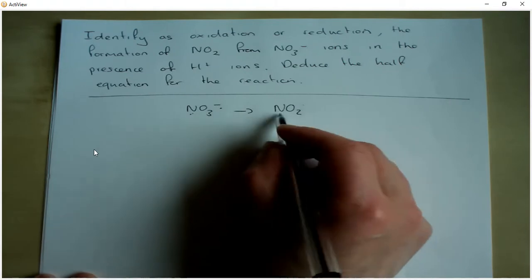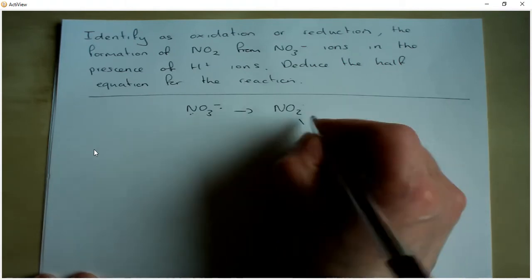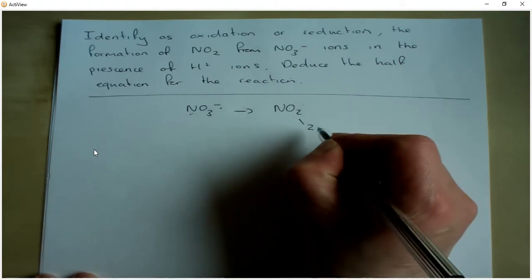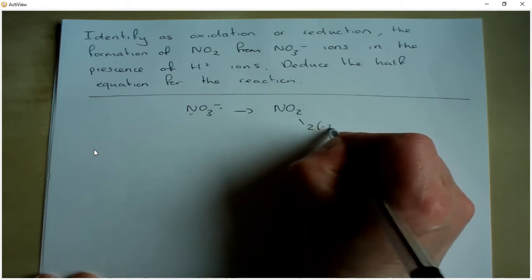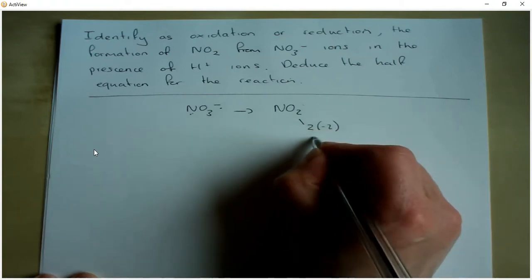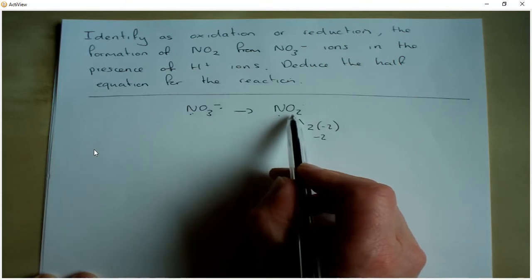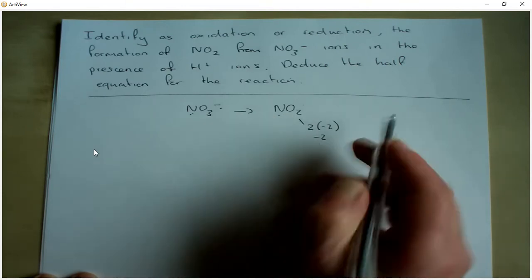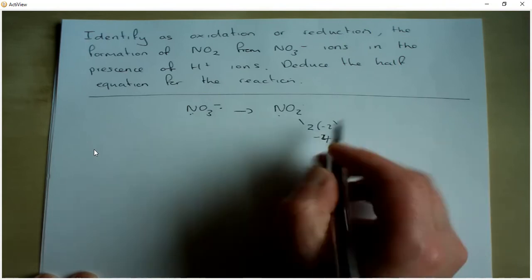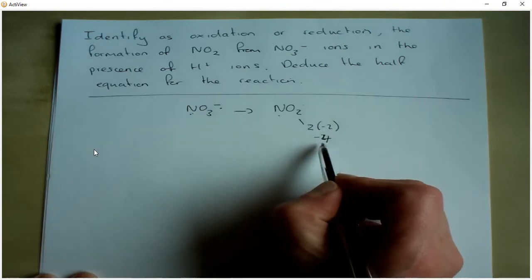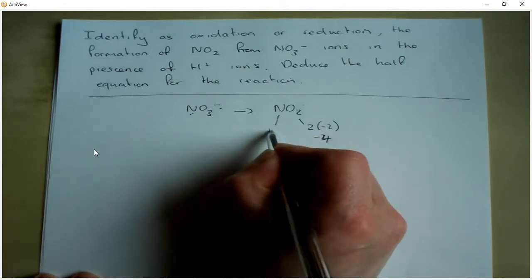So let's do the right hand side first because that's easiest. I've got two lots of oxygen, and we know that oxygen's always -2. And we know that it's NO2, it's a molecule, so it's got to add up to 0. So if the oxygen's -4 in total, then the nitrogen's got to be +4.